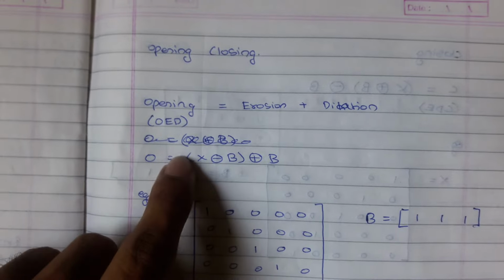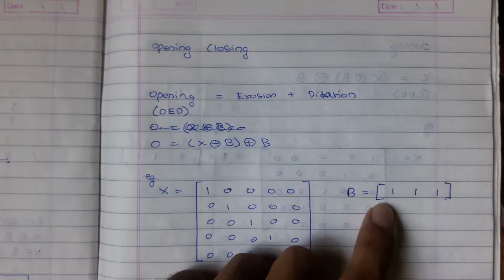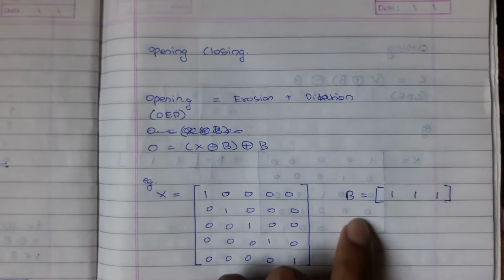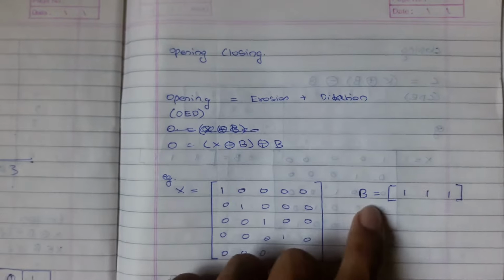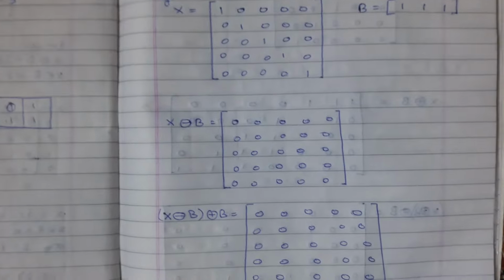So what happens is, if there is an image X, this is my X, and there is a structuring element B, first I will erode X by B, then the result will be dilated again by B. So this is my opening. Let's see what happens.